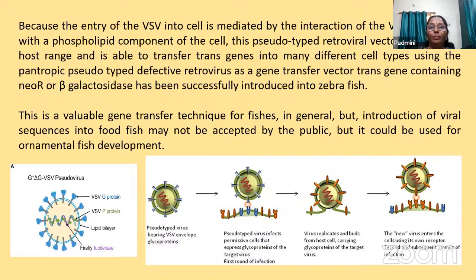You're going to produce some fishes with bright colors, or you can also produce fishes that can glow in the night. Once in the water, they are going to glow. So these are called ornamental fishes, which can be kept in your aquariums. So this is a pseudovirus. This is the VSV-G protein and VSV-P protein present inside, a lipid bilayer, and a firefly luciferase. Luciferase is a glowing type of gene, where once this is incorporated into the fish, it is going to glow.